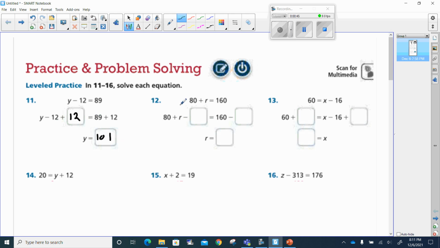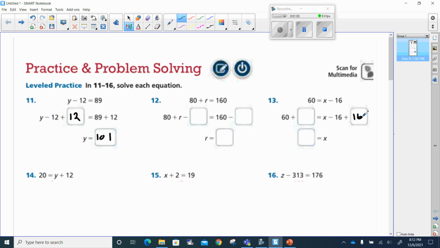All right, let's go to number 13 now. I need to get x by itself. It doesn't matter which side x is. Just remember, I need to get x by itself. And I want it to be positive. It's positive over here, so I need to get rid of this negative 16. The only way to get rid of negative 16 is with a positive 16.